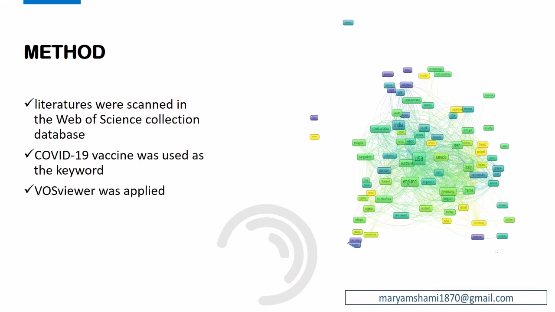The global literature about COVID-19 vaccines without time limitation was scanned in the Web of Science collection database. COVID-19 vaccine was used as the keyword to search the relevant publications. VOSviewer was applied to perform the bibliometric analysis of these articles.